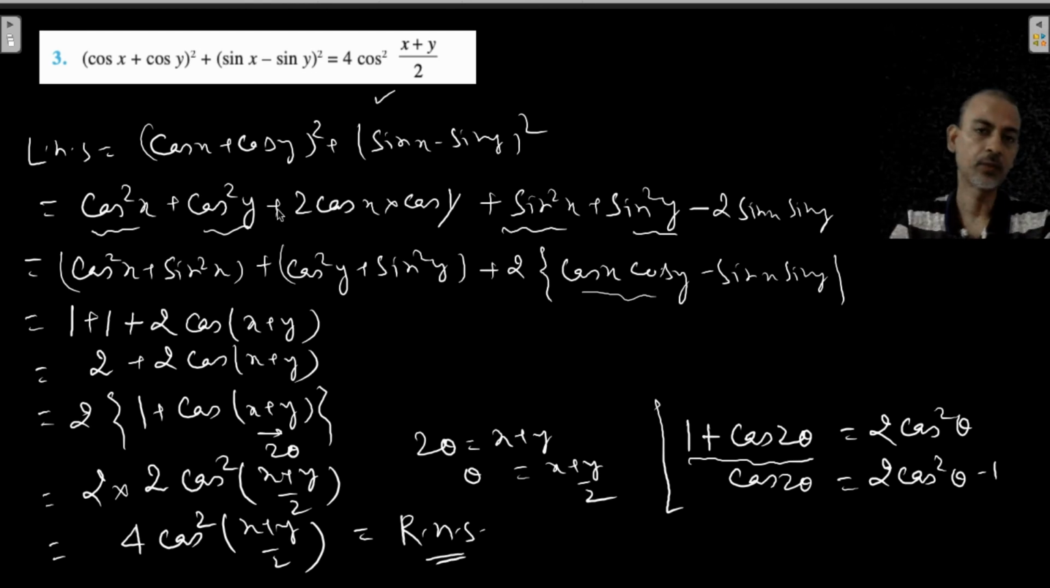So in all these problems, first of all, look at the expression and then try to simplify it. When you open up the bracket and square it, some of the terms will eventually either get cancelled out or reduced to something manageable, and that's what has happened here. When we expanded it, we could club something from the first bracket and the second bracket, right? Cos square x from the first one and sin square x from the other one. We could club together, right?